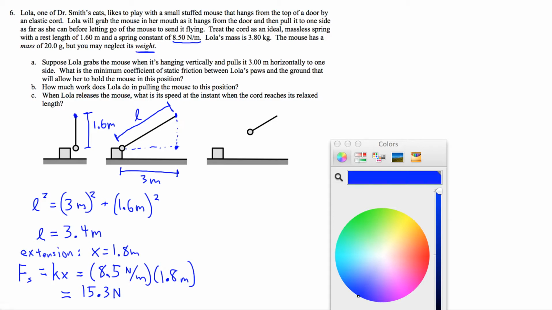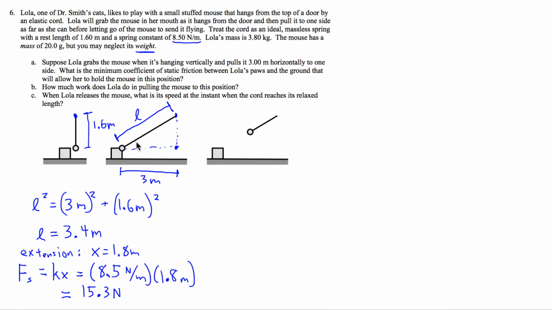Sorry about the colors. There we go. The important thing there is that this force acts like that. So this is the spring force acting on her. What else acts on Lola here? Well, we've got gravity. I'm sketching in forces here. We've got a normal force from the ground. And what else could possibly be keeping her from sliding back over this way when she pulls it? Well, static friction, right? It must be the friction between her and the floor that lets her do this. I'm going to call that F, the frictional force.